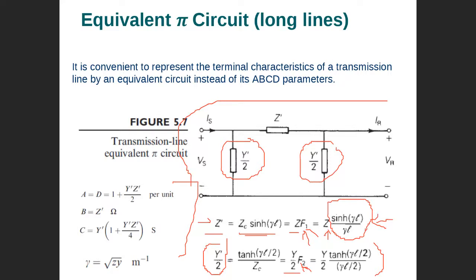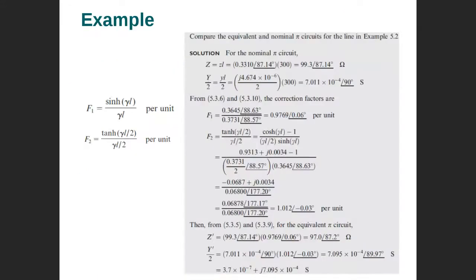The idea is always that we want to find A, B, C, D. Later we will see what we do with them. We have already shown how to find the sending end, the receiving end, etc., by using A, B, C, D. So focus on how to find A, B, C, D for the long transmission line, the medium transmission line, or the short transmission line. So therefore we can calculate F1 here and F2.